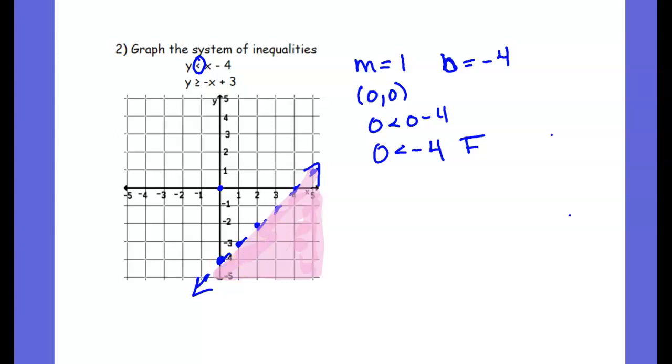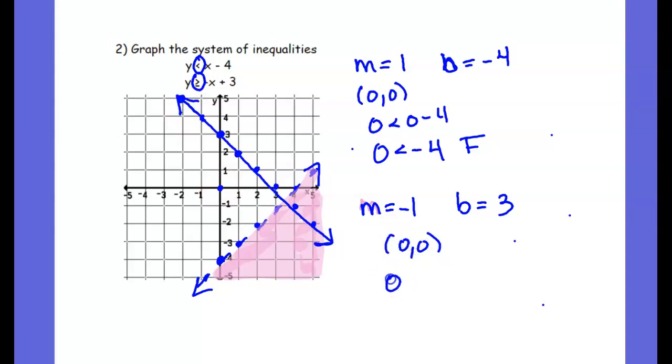Okay, all right, so let's look at the second equation. We're in slope-intercept form, so in the second one, our slope is going to be -1, and our y-intercept is +3. So we start here at 3, and we go down 1 and over. And we notice our sign is greater than or equal to, so we're going to make a solid line like that.